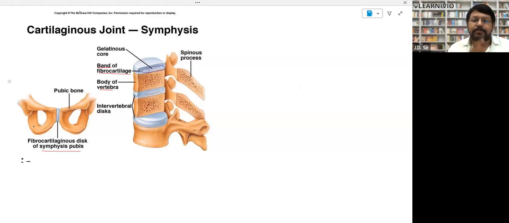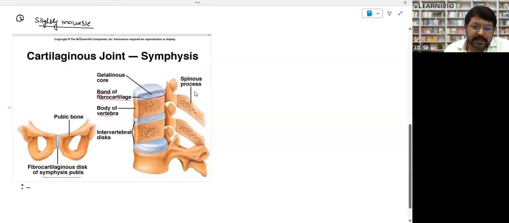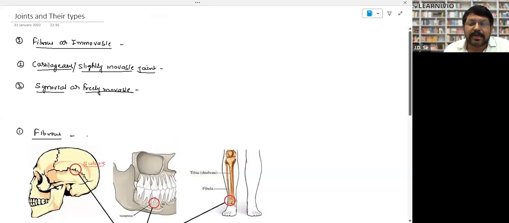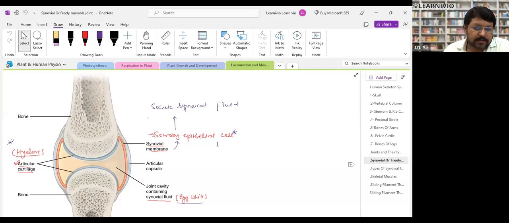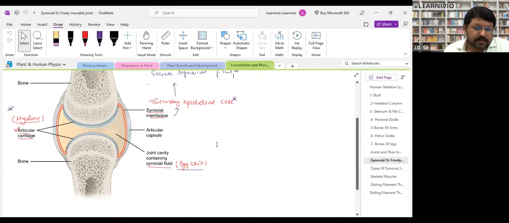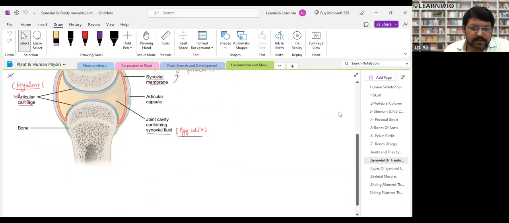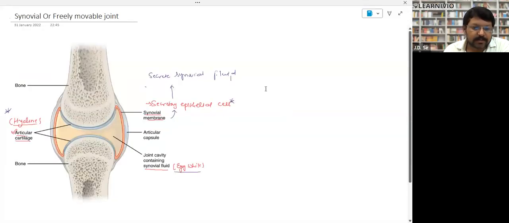Now, a question I have seen that is very frequently asked. Before going into the third part, tell me the part from where synovial fluid is secreted. Synovial fluid is secreted from. That was the question. This is a synovial joint. I have already written over there, so you'll get the answer.